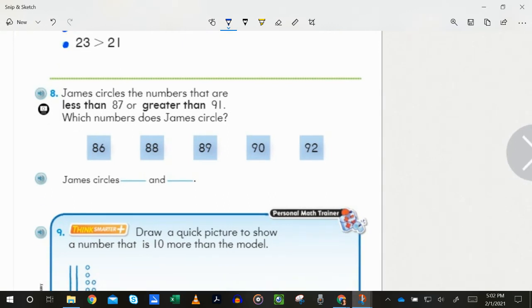Okay, number 8, less than 87. Okay, so I'm going to think 87 goes here. Less comes before. So 86. Greater than 91. 91 goes here. If it's greater, it comes after. So 92. 86 and 92 would be the 2 cards James keeps or circles. Okay, so if you got that correct, give yourself a star. If you need to fix it, please do so with your crayon.